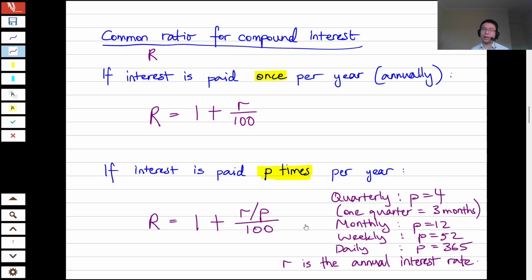Think about it this way. Suppose the interest rate was 8% per year. If I've split that into quarters, that will be the same as saying 2% per quarter, since 8 divided by 4 is 2. All I'm doing is taking my annual interest rate and splitting it up evenly into each smaller time period. So, with this in mind, let's do a couple of examples.